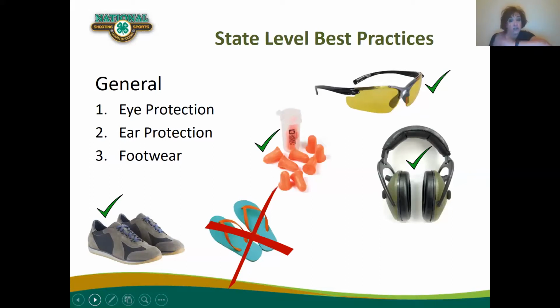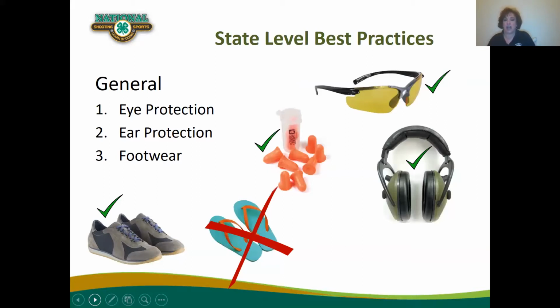So, eye protection. Adequate eye protection is required for all participants in muzzleloader, pistol, rifle, and shotgun disciplines. This includes the hunting and the Western Heritage live fire events. Such protection is strongly advised in archery as well. And that includes coaches and spectators on or near the firing lines. They're subject to the same requirements.